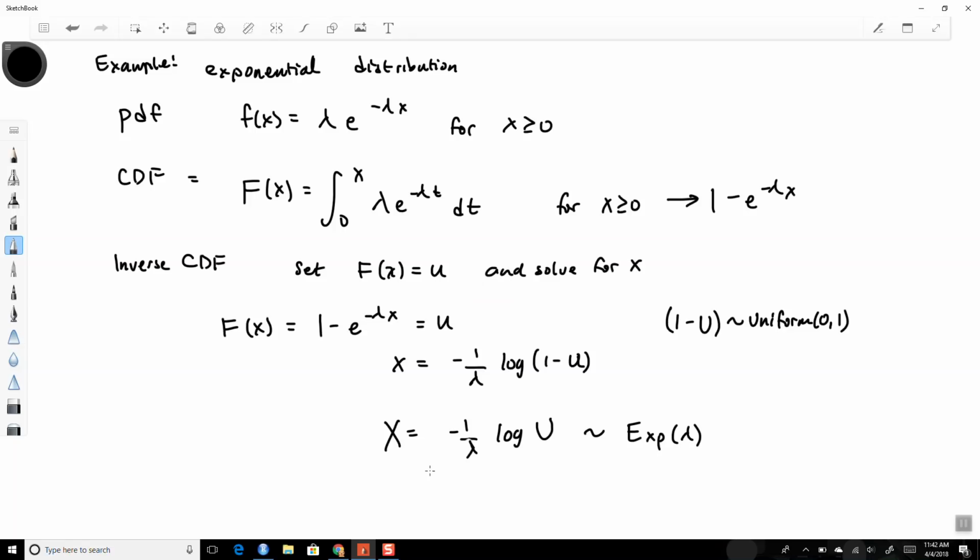Okay. I have to cover the discrete case. Sometimes we have discrete distributions, and we want to generate values from the discrete distribution.